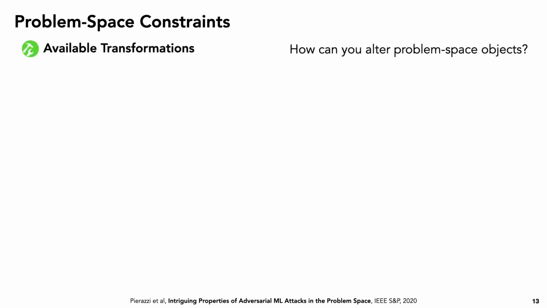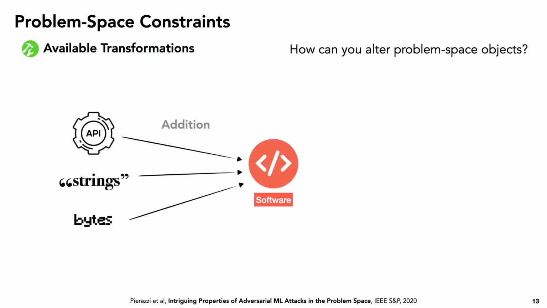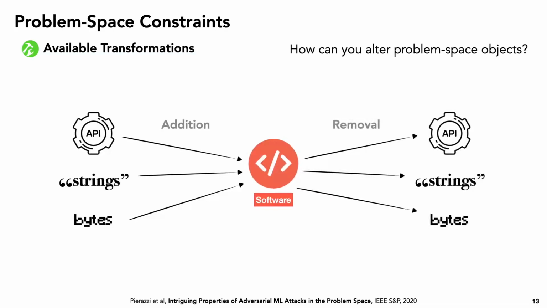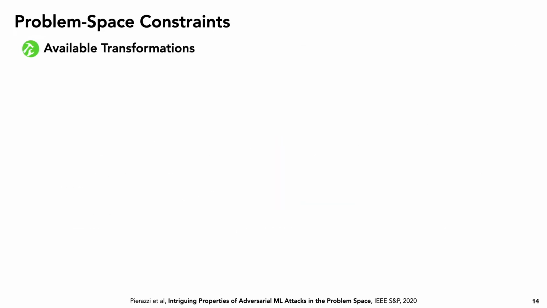First of all, we need to define which real-world transformations we can perform to automatically alter the problem space objects, and these transformations will correspond to perturbations in the feature space. So back to our code setting, we can perform some addition, like adding API calls, strings, or bytes, and similarly, we can remove those things, although this might have an impact on the functionality of the code, so we need other constraints to take care of that. We can also perform modification by combining addition and removal.